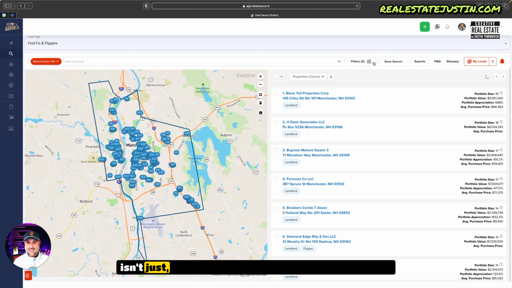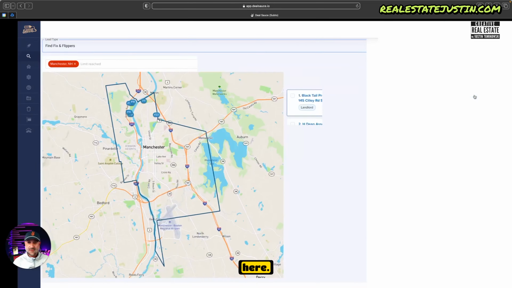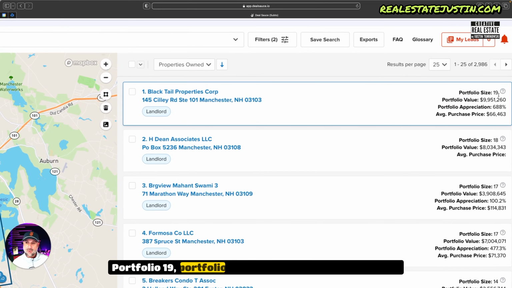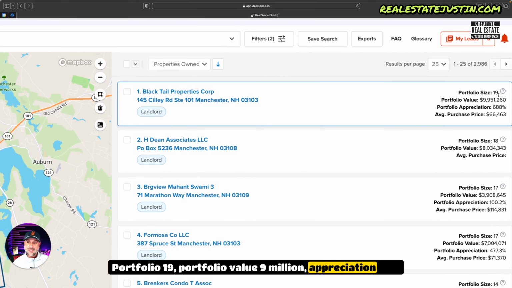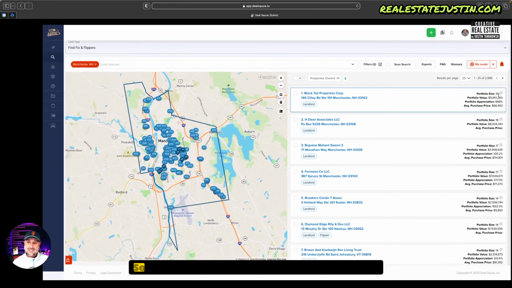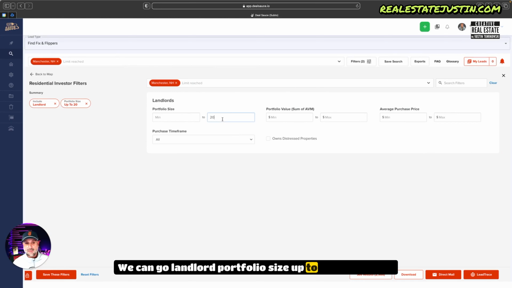Guys, look at this. Watch this. Look at the portfolio size here. Portfolio 19, portfolio value 9 million, appreciation 688, average purchase price 66,000. So they're talking about their assets and doors. Filtering: do you want to go filter? We can go landlord, portfolio size up to 20 properties. We can get rid of that. I only want to speak to mom and pop, up to maybe 10. But we did the search feature there at 20.